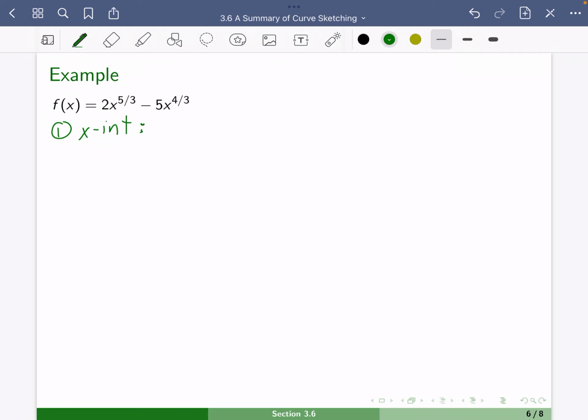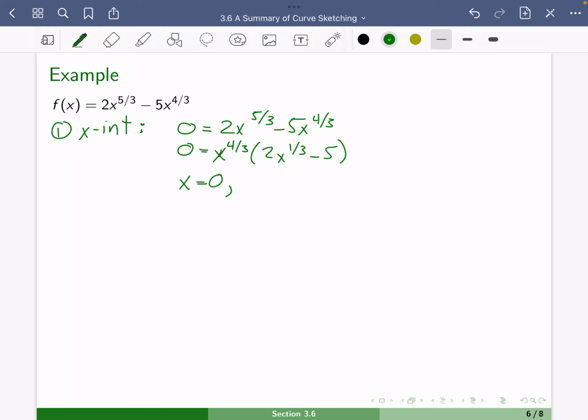How do we find those x-intercepts? Well, we set our function equal to 0. So we could factor out x to the 4/3. So we'd have 2x to the 1/3 minus 5, setting that equal to 0. So when x to the 4/3 is equal to 0, we get x equals 0.